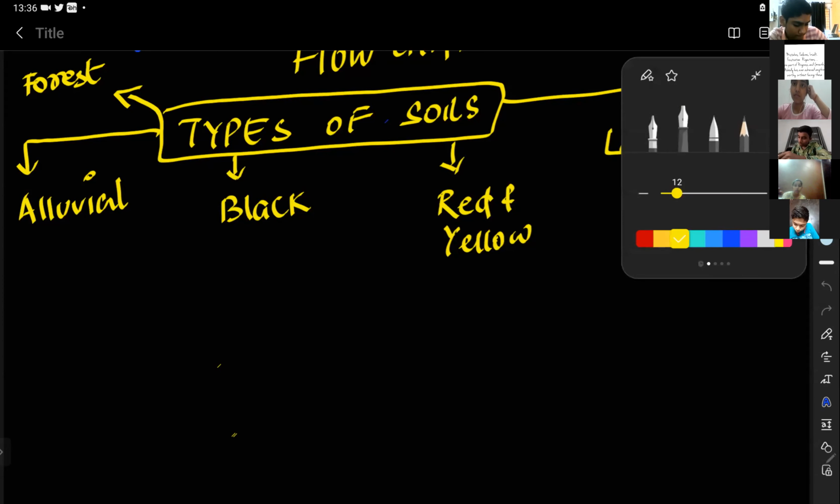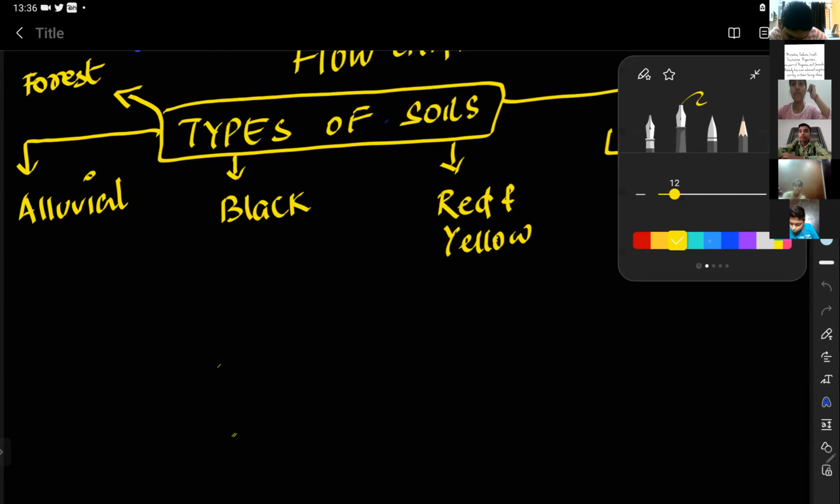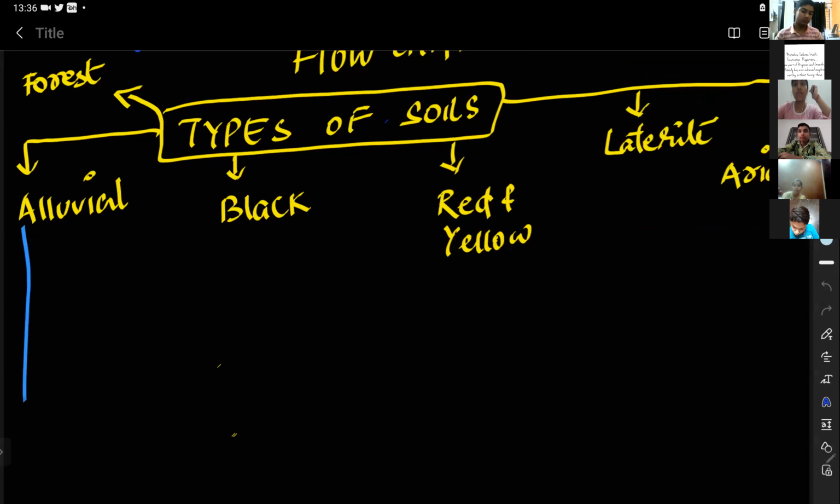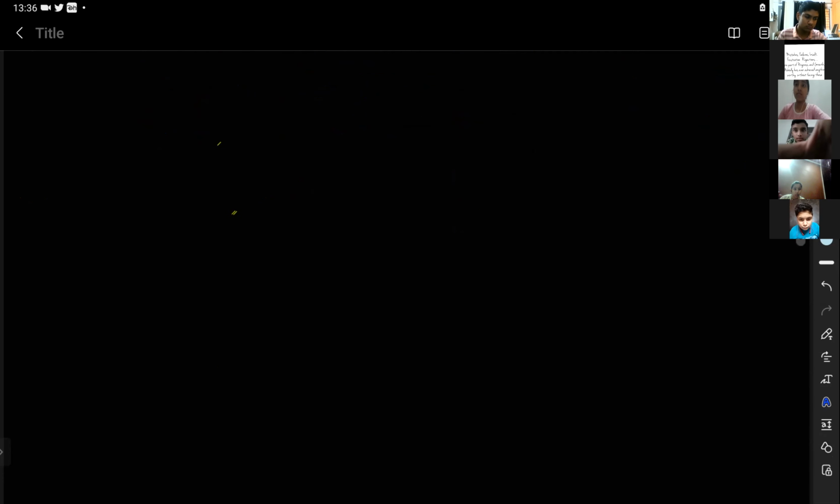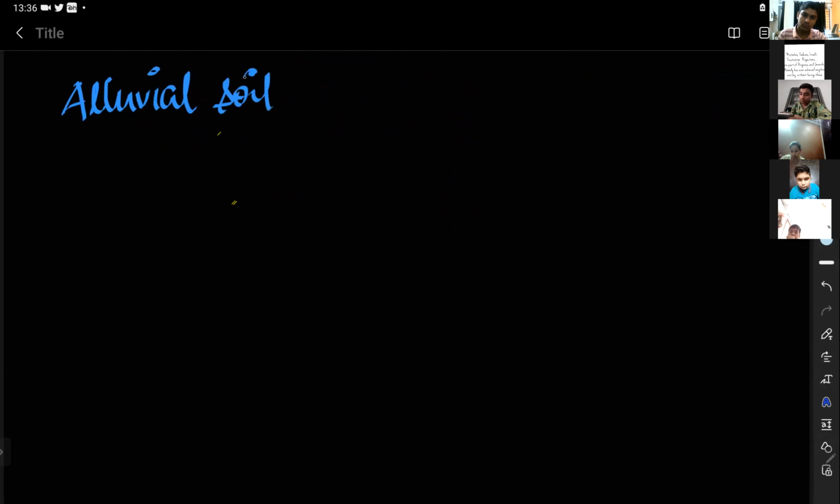Fine. First of all, alluvial soil. Most widely. Let us do one thing. You have made the flowchart, no? Now what I'll do, I'll write points one by one. First for the alluvial soil. You do it properly in your notebook, because if I write this way, it will create an obstacle in my writing. So first you will write about alluvial soil. The first point is, most widely.